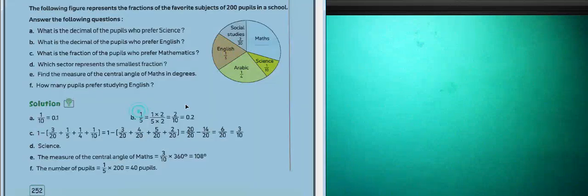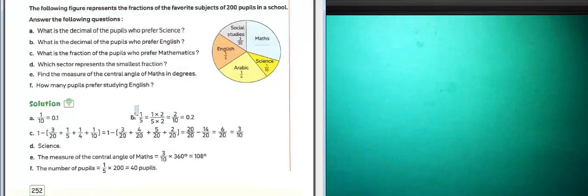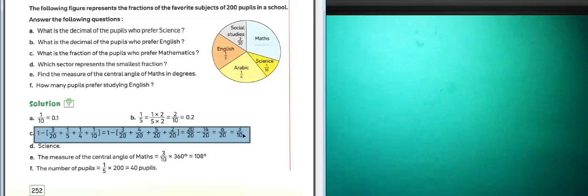1 over 5, we can convert it by multiplying the numerator and denominator. The result will be 2 over 10, equals 0.2. What's the fraction of pupils who prefer mathematics? To find the result, we must add all the fractions and subtract the result from 1. The result will be 3 over 10.